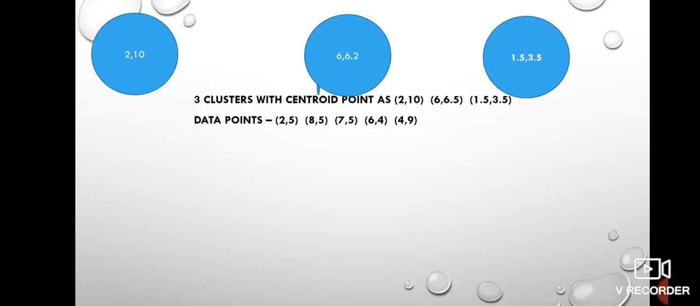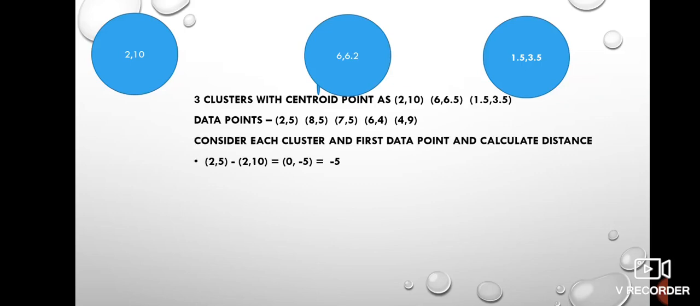Okay, so now I will consider the first data points. I am having 5 data points, 2 5, 8 5, 7 5, 6 4 and 4 9, but here for evaluation I will just consider my first data point, and I will apply the Euclidean distance formula. So you can see that 2 5, my first data point, is subtracted from my first cluster centroid point, 2 10, which gives me 2 minus 2 is 0, 5 minus 10 is minus 5, so it gives me minus 5. Now I have to do the square and apply the square root. So minus 5 square is 25 and the square root gives me 5.